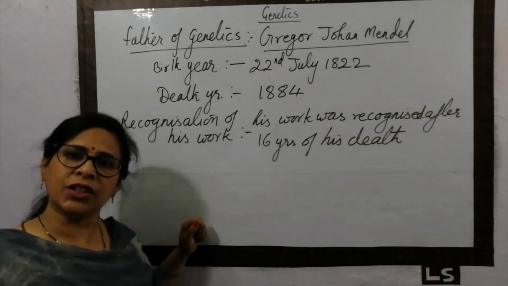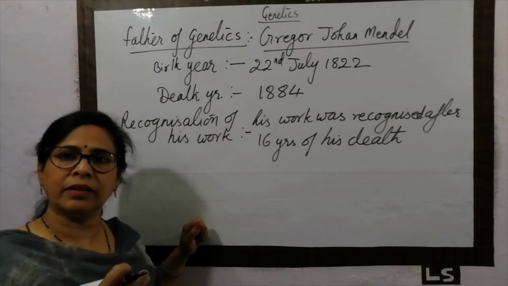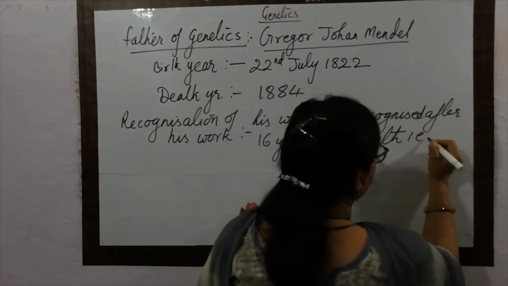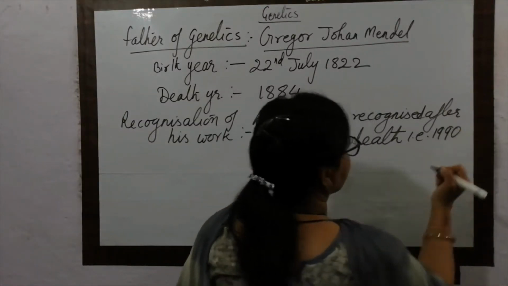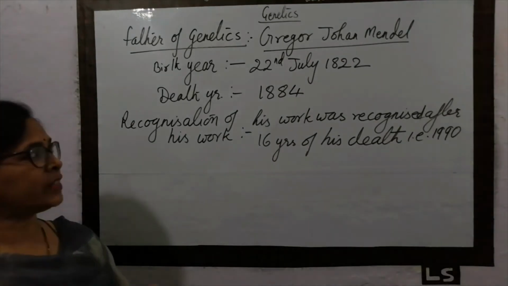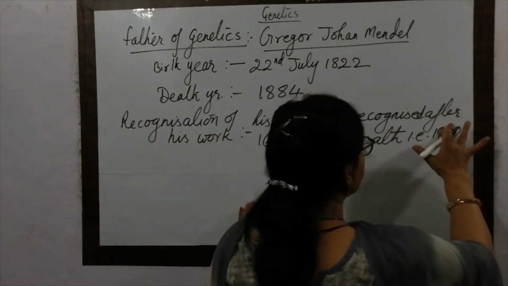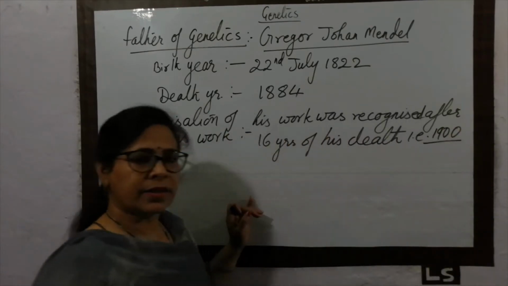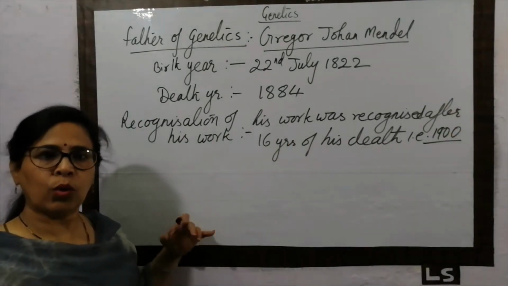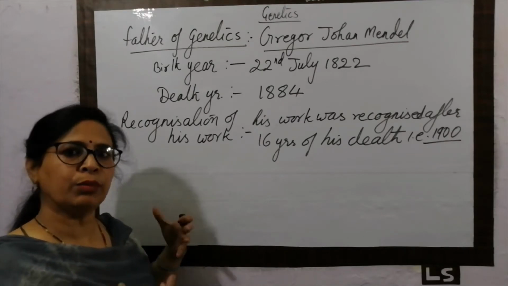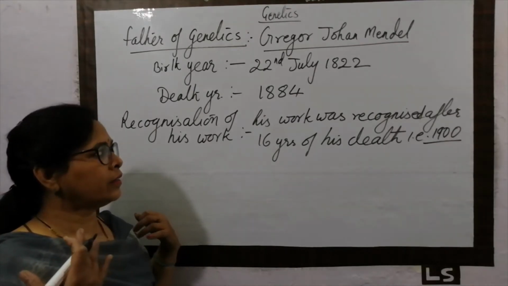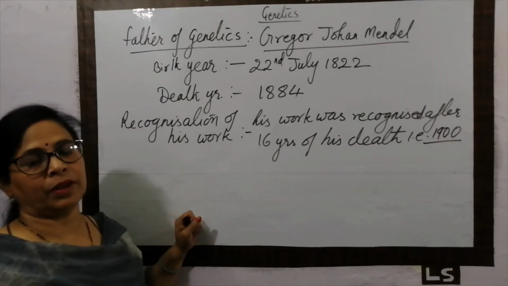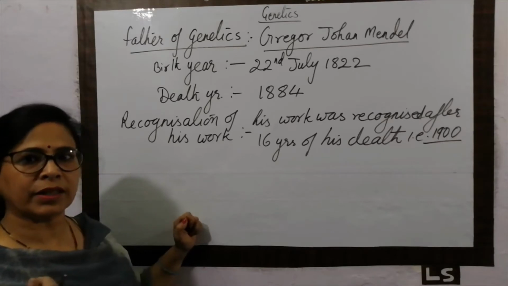And this recognition is given by 3 persons. 16 years after his death, if we count, it is not 1990, it is 1900. 84 plus 16 is 1900. Three scientists are there who paid his contribution and gave his work a position. That's why we call him the father of genetics. Who are these 3 persons?